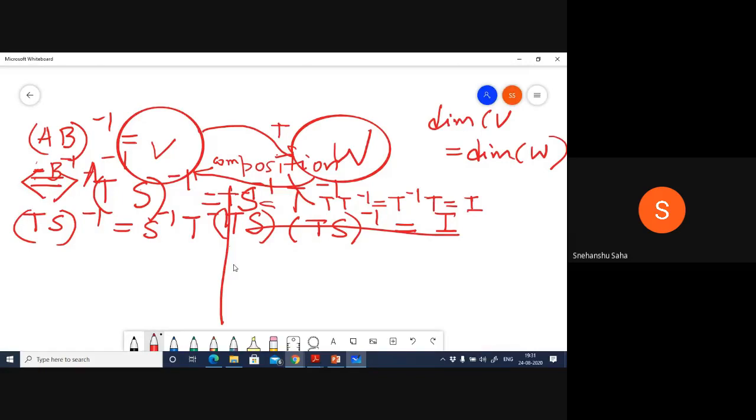Okay, all right. And then let's look at the other guy. What is the other guy? The other guy is S inverse T inverse. Now, if this is the inverse of TS, then this must also satisfy this relation. Wouldn't you agree?